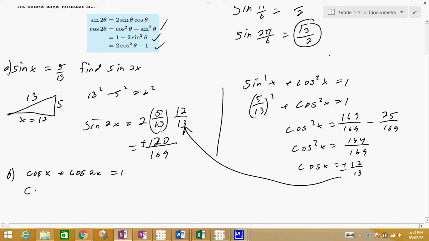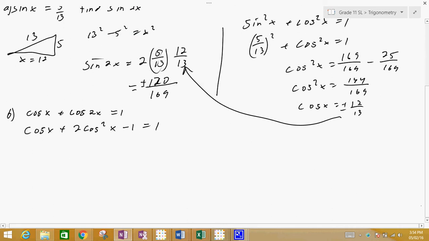This change was cosine x. Your cosine 2x would be the same as 2 cosine squared x minus 1 is equal to 1. Keep going. This becomes 2 cosine squared x plus cosine x minus 2 is equal to 0. And look at that, it turns into a quadratic.